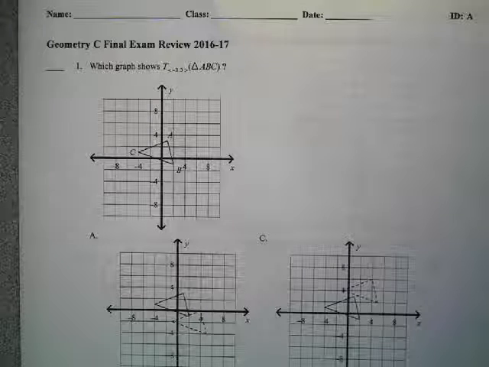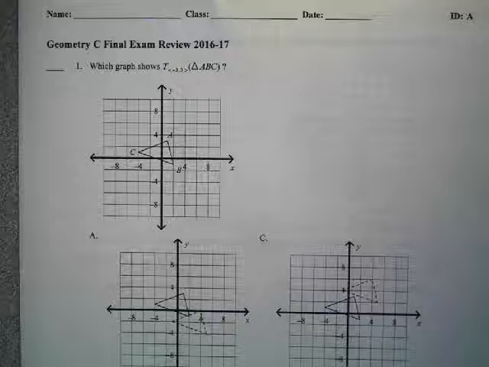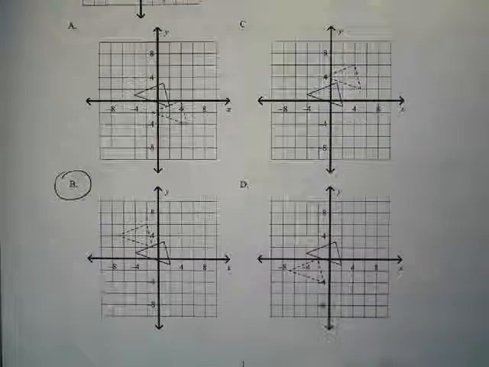So problem number 1, which graph shows a translation of (-3, 3) of triangle ABC? So -3 means you need to move 3 to the left, and the +3 means you need to go 3 up. So the only graph where the dotted line shows going 3 to the left and 3 up is figure B.